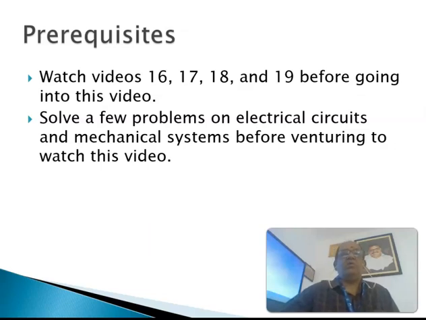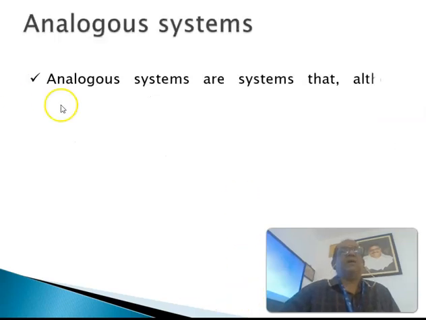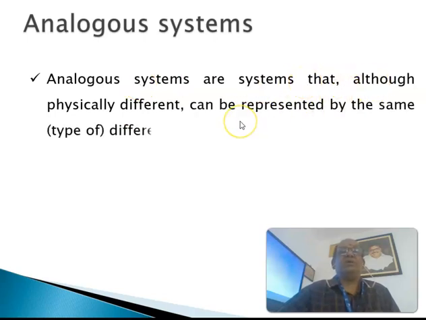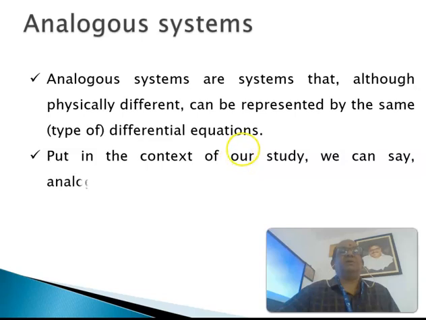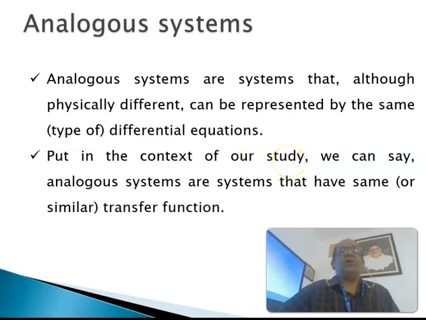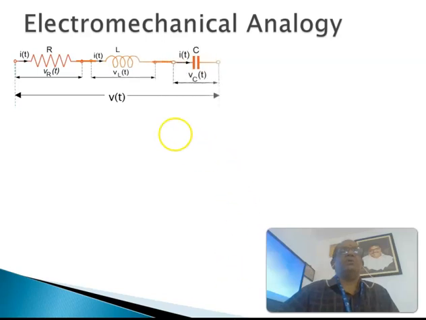With that, we will go into this present class and say that analogous systems are systems that, although physically different, can be represented by the same or similar type of differential equation. That is, the same terms fall together in the same place. Put in the context of our study, control systems, we can say that analogous systems are systems that have the same or similar transfer function. Since we are talking about electrical networks, RLC circuits and mechanical systems, we would term it electromechanical analogy.